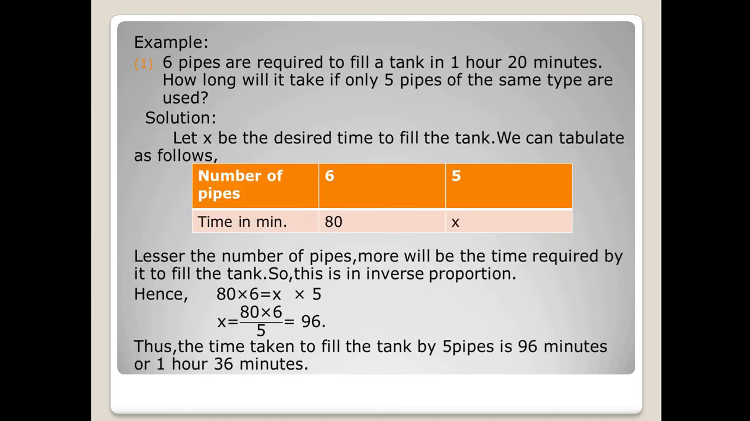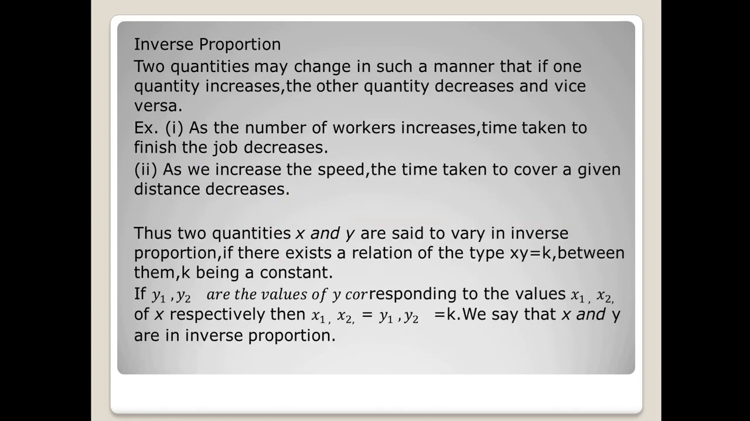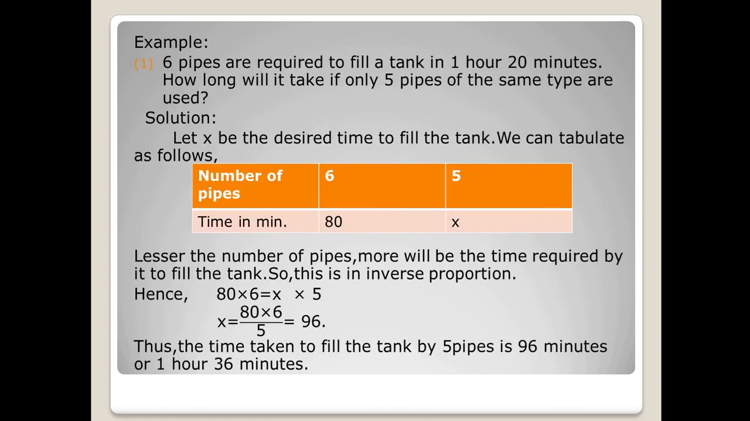An example. The example will be: 6 pipes are required to fill a tank in 1 hour 20 minutes. How long will it take if only 5 pipes of the same type are used? The solution for this given problem is, let x be the desired time to fill the tank. We can tabulate it as follows. Number of pipes is 6 and 5. Time in minutes is 80 minutes. 1 hour 20 minutes can be written as 80 minutes.